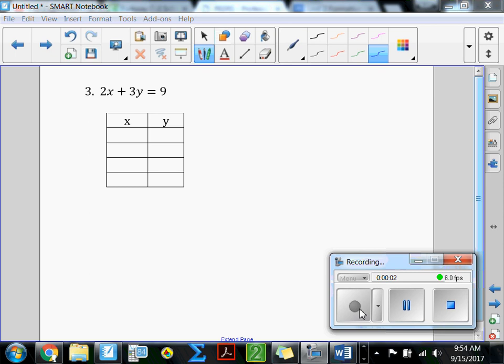Okay, number 3. I have 2x plus 3y equals y. 2x plus 3y equals, not y, sorry, equals 9. This is called standard form. Just throwing that out there, something we talked about earlier this unit. So standard form, 2x plus 3y equals 9.